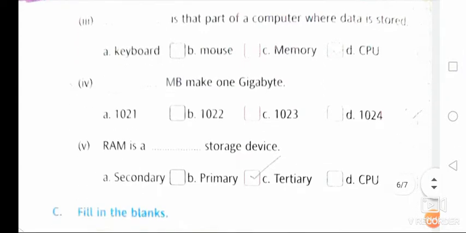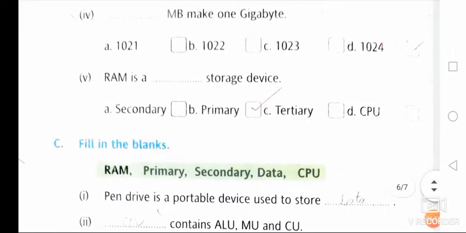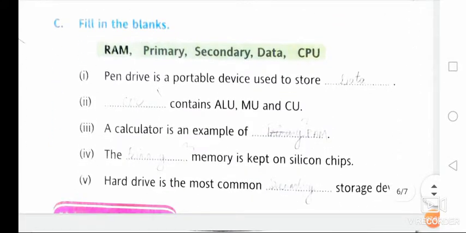Then fourth one, dash MB make 1 gigabyte. Answer is 1024. Fifth one, RAM is a dash storage device. RAM is a primary storage device. Then next one is fill in the blanks. First question, pen drive is a portable device used to store data.